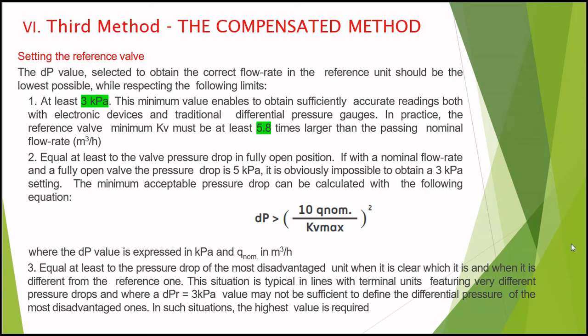And last, equal at least to the pressure drop of the most disadvantaged unit, when it is clear which it is and when it is different from the reference one. This situation is typical in lines with terminal units featuring very different pressure drops, where the dPr equal to 3 kPa value may not be sufficient to define the differential pressure of the most disadvantaged one. In such a situation, the highest value is required. So we will take the greater value between the disadvantaged one and the reference one.